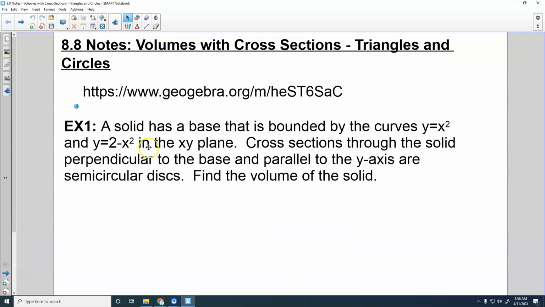A solid has a base that is bounded by the curves y equals x squared and y equals 2 minus x squared in the xy plane. Cross sections through the solid perpendicular to the base are parallel to the y-axis, and they're semicircular discs. Find the volume of the solid. Okay, so we've got lots of information here.